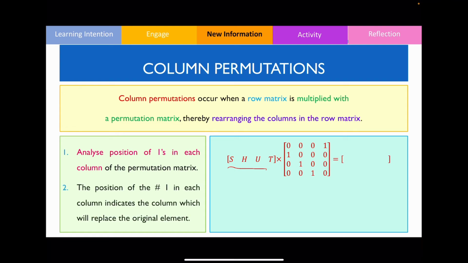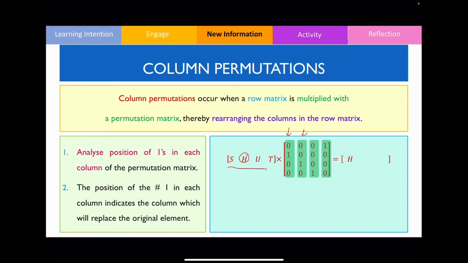So what I'm going to do now is I'm going to draw vertical lines over here, and I'm going to identify the positions of the number 1. For the very first column over here, the number 1 is found in the 2nd position. So what that tells us is that the second letter is therefore moved into the first column. So therefore H goes first.